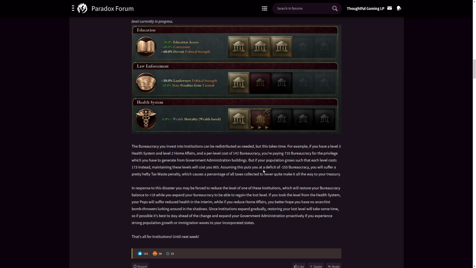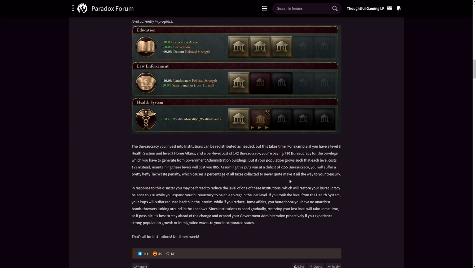But if your population grows such that each level costs 173 instead, maintaining these levels will cost you 865. Assuming this puts you at a deficit of 155 bureaucracy, you will suffer a pretty hefty tax waste penalty, which causes a percentage of all taxes collected to never quite make it all the way to your treasury. So if you're going for an inefficient administration, you can imagine that tax instead goes to corruption and so is lost to the state.